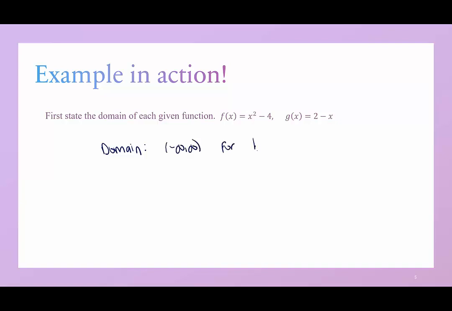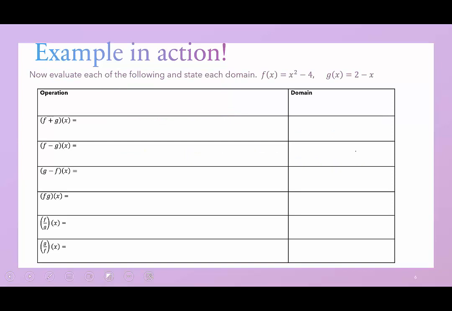So I'm just going to say for both f of x and g of x. And let's look at those operations one more time. Our sum function, remember, I didn't write this for all of them. I only did it for the sum function in the last one too. I'll try to remember to do it for all of them. We're just adding the two functions.